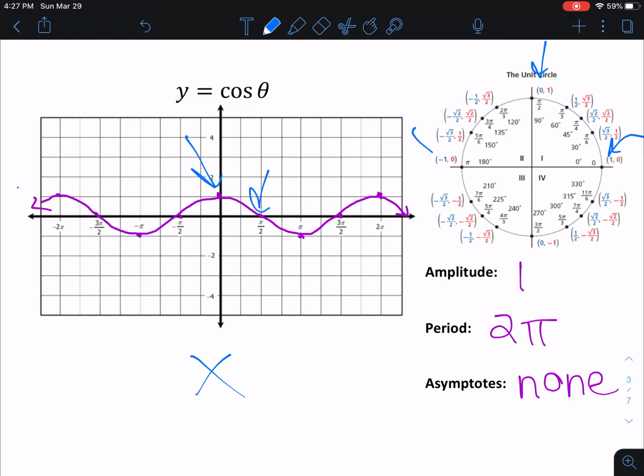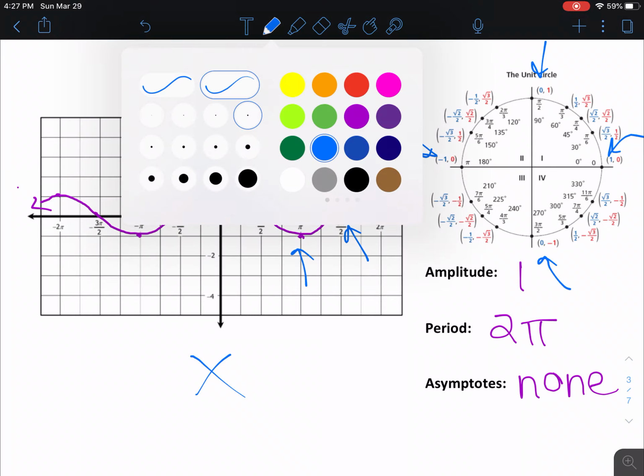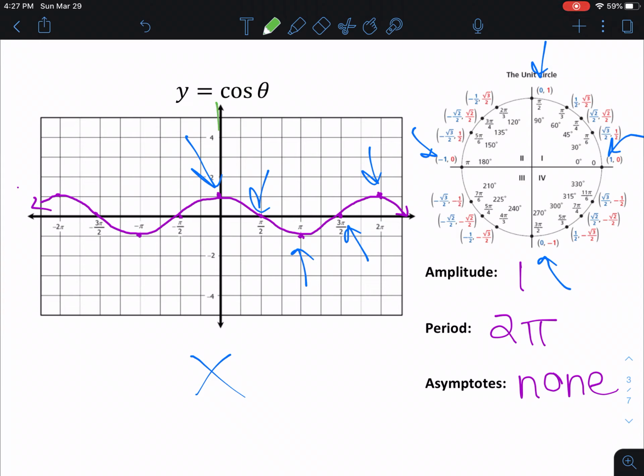Working our way around, pi is -1. 3 pi over 2 is 0, so that's plotted right there. And back to 2 pi, we get back to 1. Okay, amplitude again is 1 for this graph, and we can see again the period here is 2 pi.